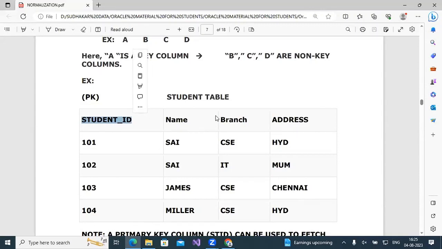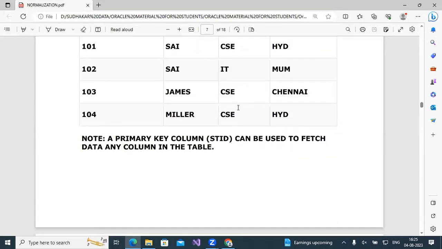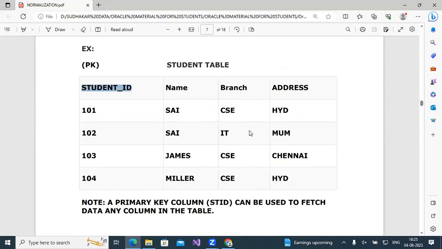So in this kind of situation, with one column, when you want to fetch the remaining data, that situation is called what now? Fully dependency columns we call. So these are all fully dependency. If fully dependency columns are there in the table, I don't want to do any modifications. I just carry forward to the next level.